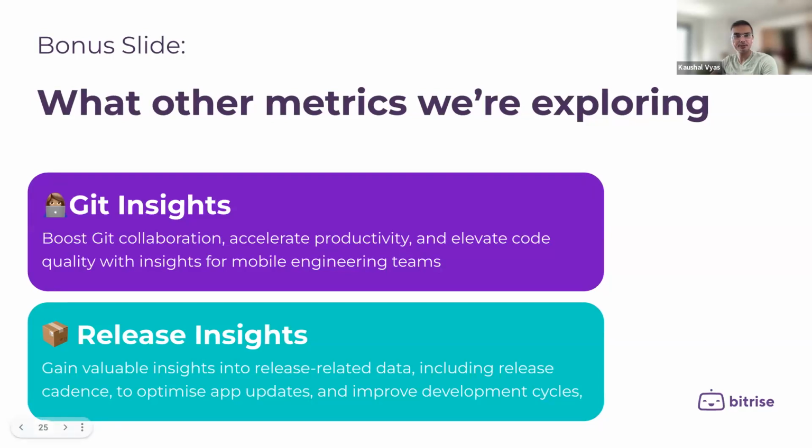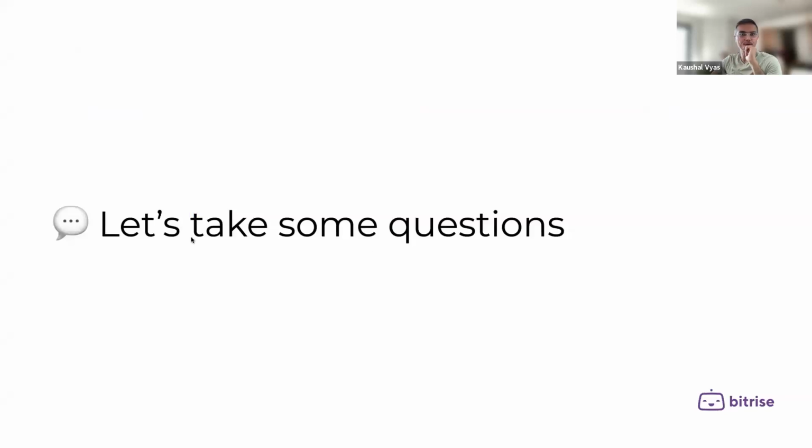I'm curious if any of you have any thoughts or feedback on whether you're currently measuring your Git collaboration or your release cadences. It would be great to hear some feedback on these. You can reach out to me separately outside of this call, or we can use the Q&A section as well for this. I think that's it in terms of what I have for you today.